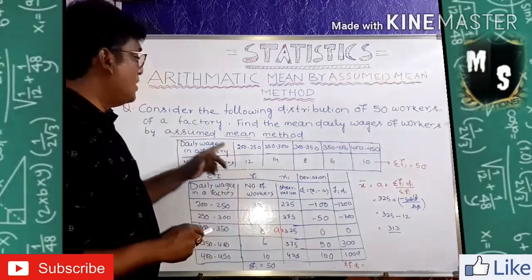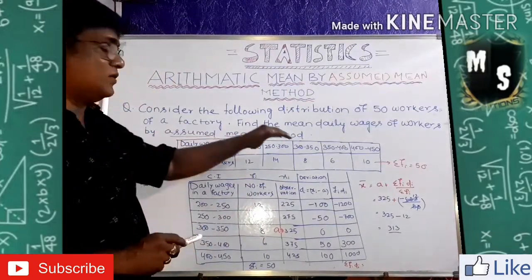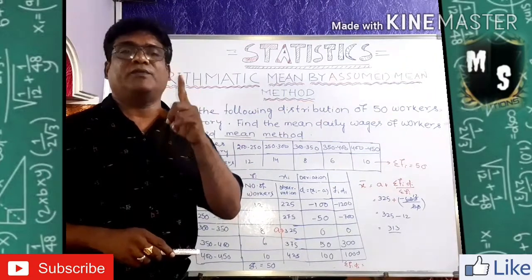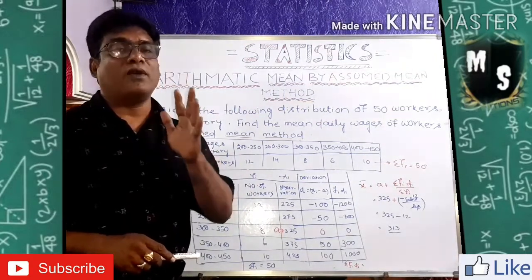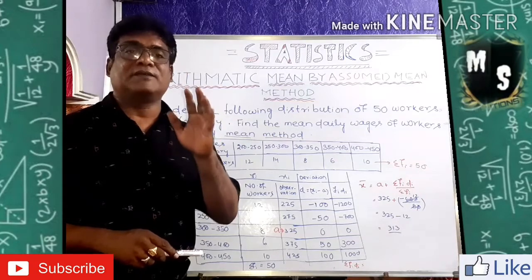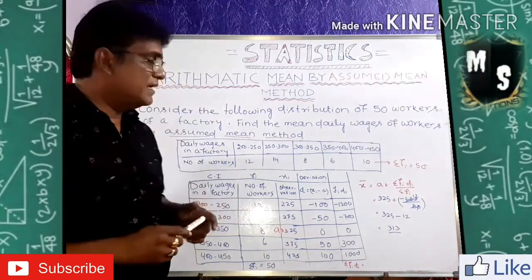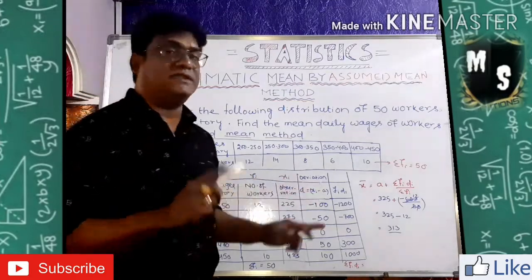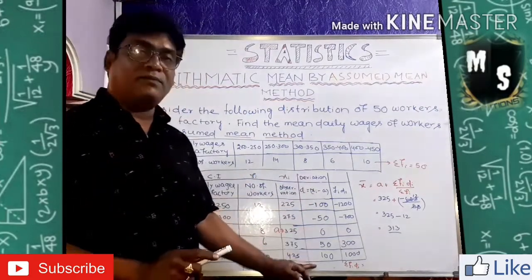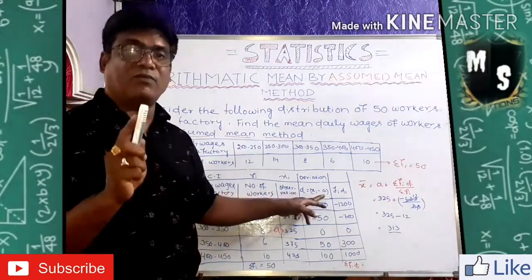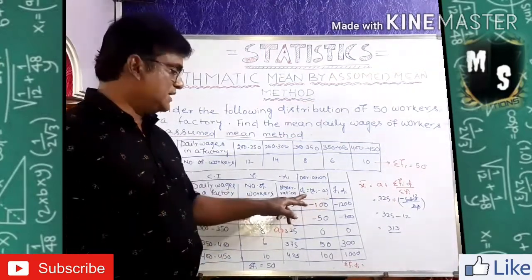Now what I will do is find the mean by the assumed mean method. For the assumed mean, the formula is a plus sigma fi di by sigma fi. There is a deviation column di, so I have to put a deviation column. What is my deviation? My deviation is xi minus a. This is the formula for deviation, don't forget. So xi minus a.